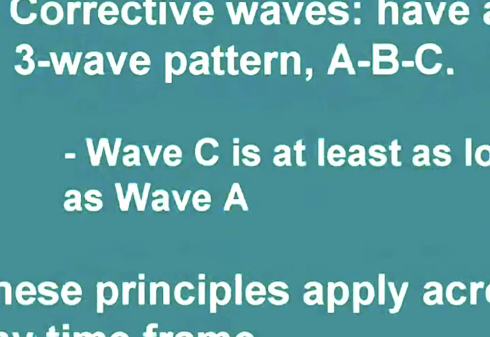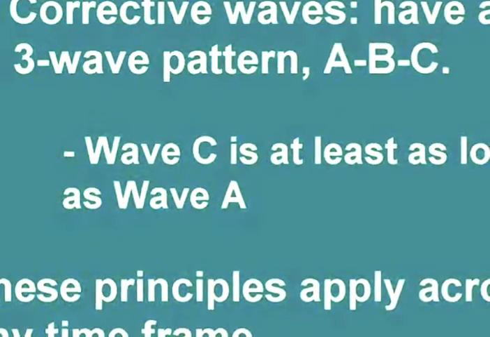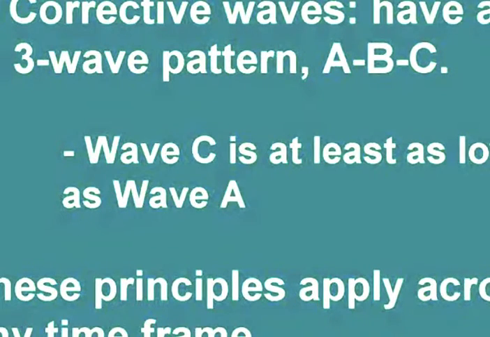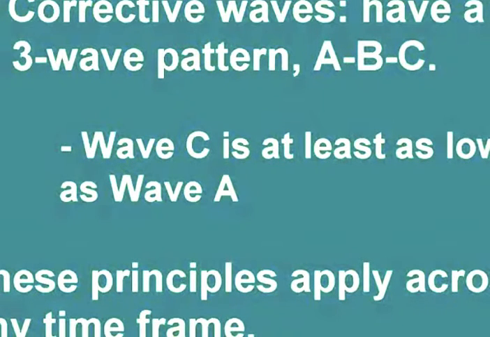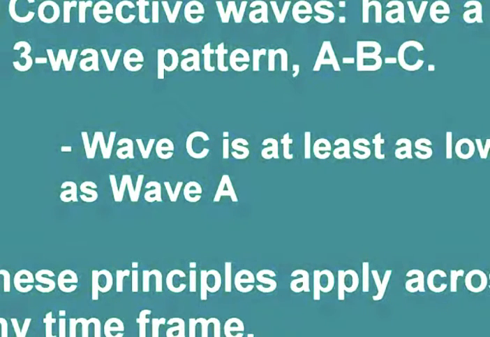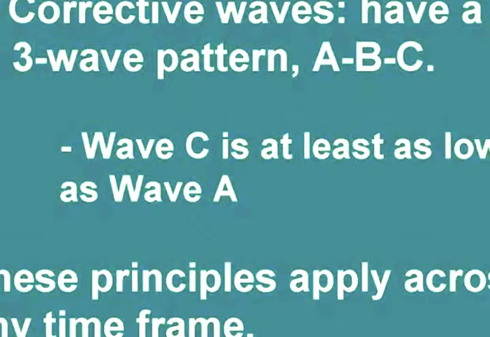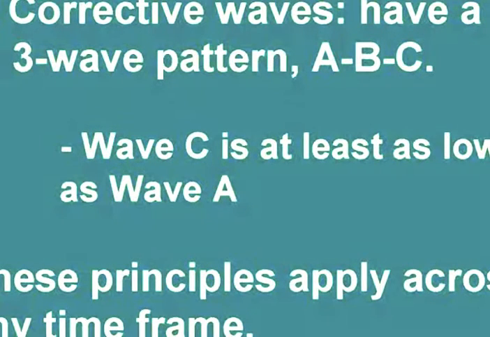And the principle number 2 I use concerns the corrective waves. They most commonly take the form of a 3-wave pattern, or ABC as I call it. Now, wave C is at least as low as wave A when we're talking about a bull market, remember. So I will show you a few of these on this very long-term Dow chart here. By the way, these principles apply in any time frame from the 1 minute to the monthly. So it's a universal concept.